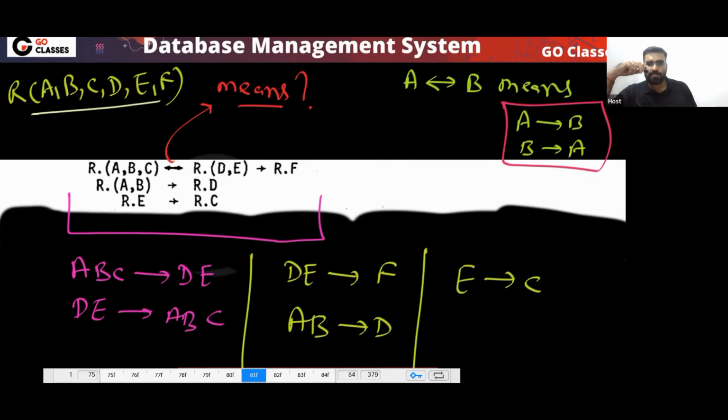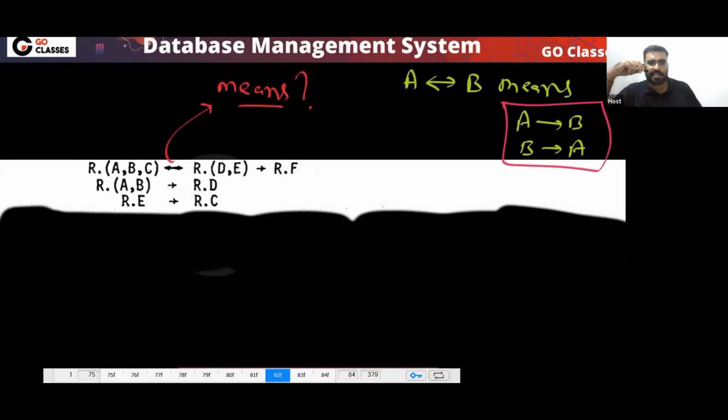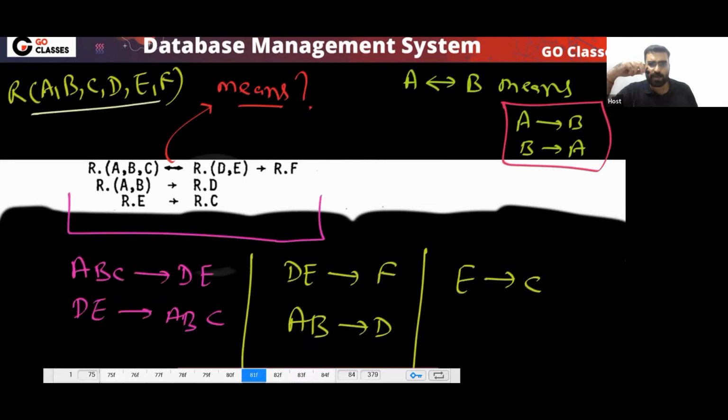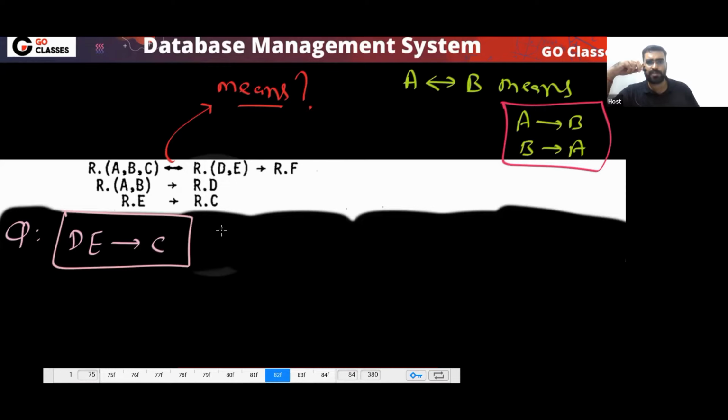Now my first question: DE determines C. Is this a full dependency or a partial dependency? First of all, is DE determines C a valid functional dependency? Just check it out.